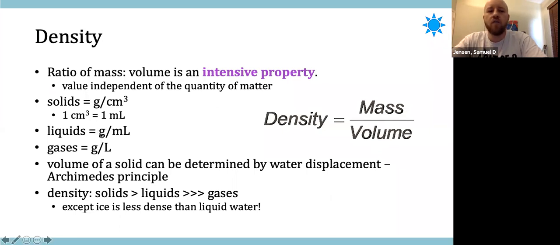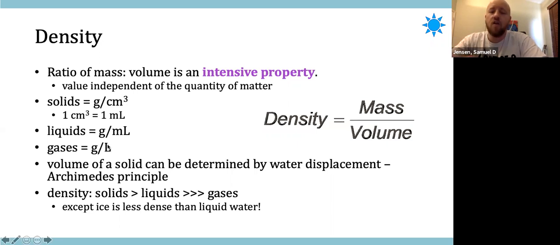Liquids we generally have in grams per milliliter, but another thing you should recognize is that a milliliter and a centimeter cubed are the same thing. So if you're given centimeters cubed, you can just swap it to milliliters if you need it. Gases, when we get to the gas chapter, we will see density in grams per liter.